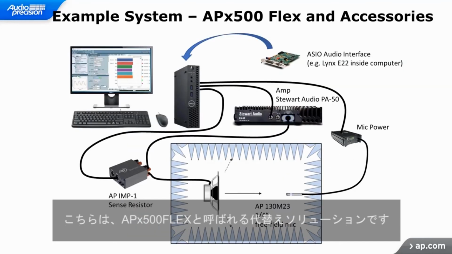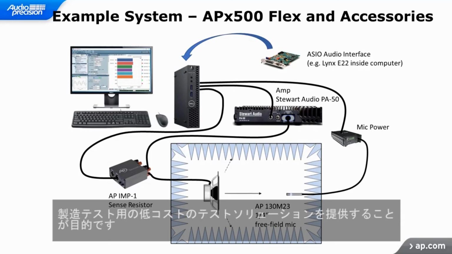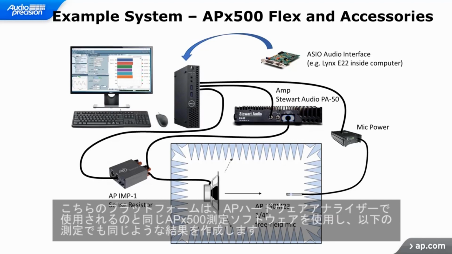Shown here is an alternative solution called APX 500 Flex, which is targeted at providing low-cost test solutions for production tests through the use of third-party ASIO audio interfaces and other accessory items, rather than the traditional APX 5XX series hardware analyzers. This platform uses the exact same APX 500 measurement software that is used with the AP hardware analyzers and will produce results quite similar to those shown in the following measurements.